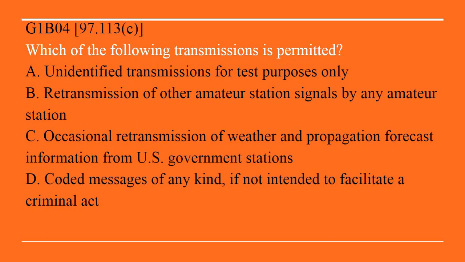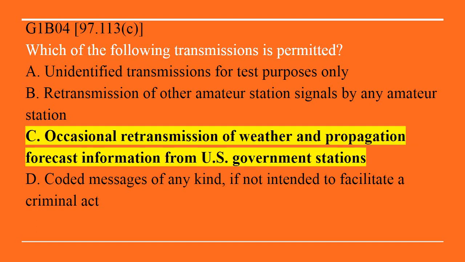G1B04. Which of the following transmissions is permitted? A. Unidentified transmissions for test purposes only. B. Retransmission of other amateur station signals by any amateur station. C. Occasional retransmission of weather and propagation forecast information from U.S. government stations. D. Coded messages of any kind if not intended to facilitate a criminal act. Correct answer is C. Occasional retransmission of weather and propagation forecast information from U.S. government stations.